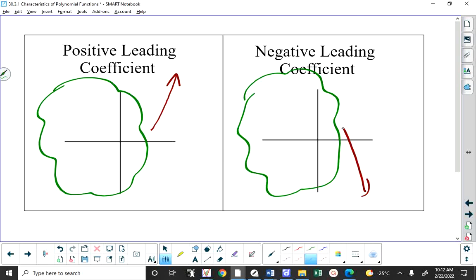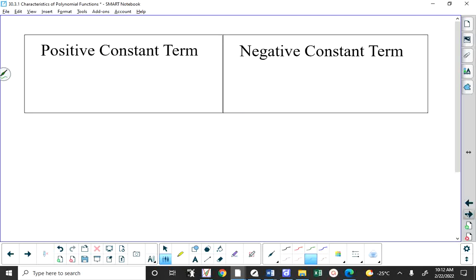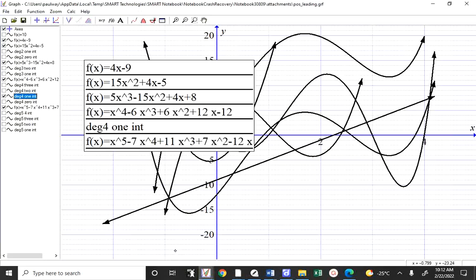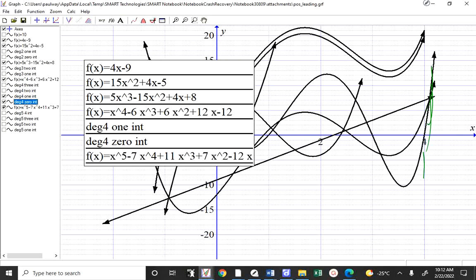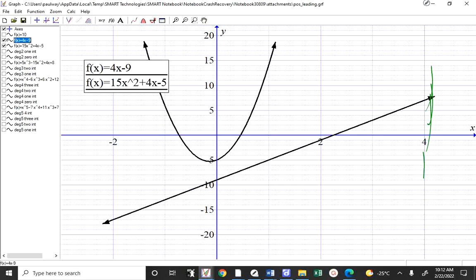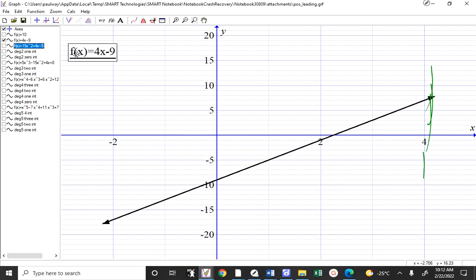All right, we have one more thing that we want to take care of, and it's what the positive constant term and the negative constant term tell you. Well, let's go back to one of these. And I'm not even sure we need to talk about positive and negative. Let's talk about the constant term. If I take a look at y equals 4x minus 9, the constant term is negative 9, yes? Is there something about the graph that's connected to that negative 9?